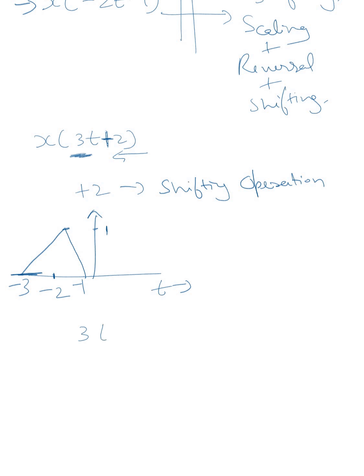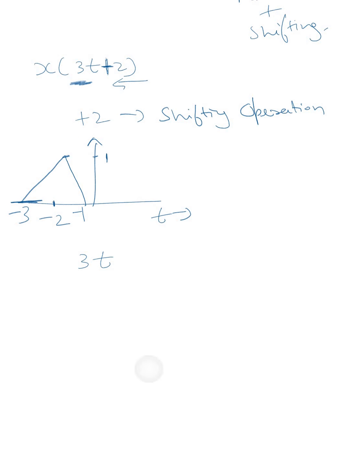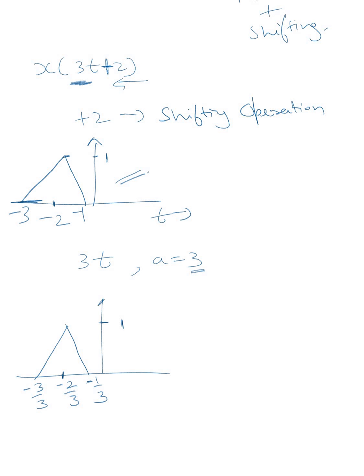Now, moving on, the next operation you can see here is the scaling operation, scaling by a factor of 3. A is greater than 1 here, A is equal to 3. That means the operation that will take place is compression. So now we apply the compression over this signal. The signal will be compressed by a factor of 3. It becomes minus 2 by 3, this becomes minus 1 by 3, this becomes minus 3 by 3. The amplitude remains unchanged, that is 1.